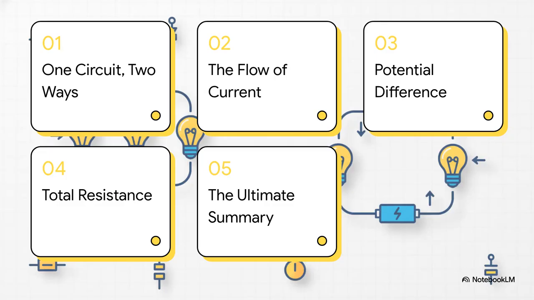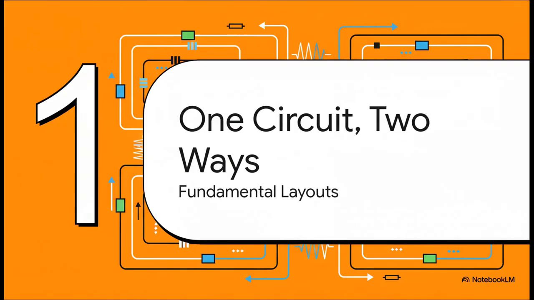So here's our game plan for today. First, we'll get a clear definition for both layouts. Then, we're going to put them head-to-head on the three big things you have to know for your exam: current, potential difference, and resistance. And to wrap it all up, we'll put everything into one ultimate summary. Sound good? Let's go.